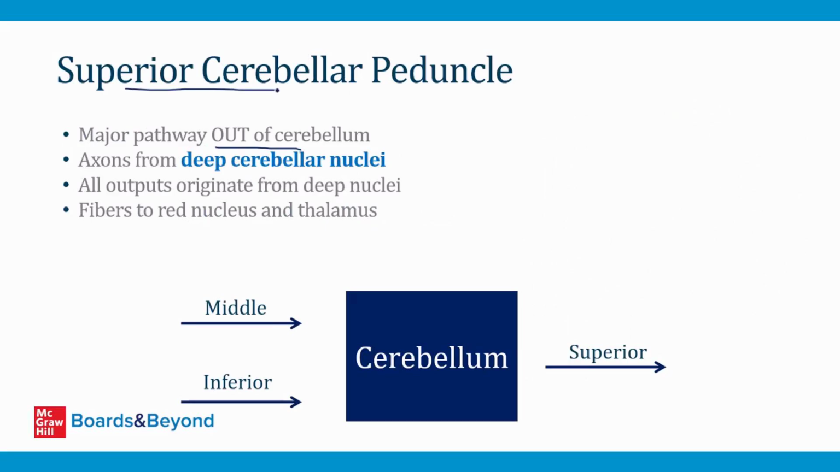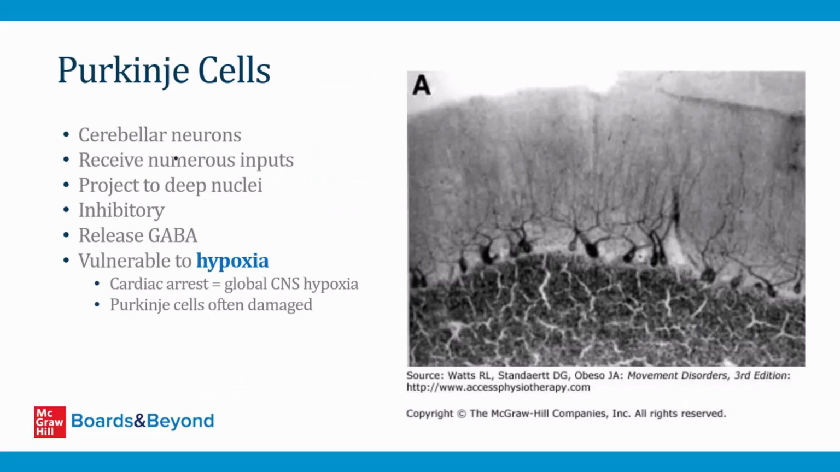And so as I said before, the major pathway out of the cerebellum is via the superior cerebellar peduncle. This peduncle is made up of axons coming from the deep cerebellar nuclei, which we'll talk about in a second. So what this means is that all the outputs of the cerebellum originate from the deep nuclei, and they exit the cerebellum via the superior cerebellar peduncle. And from there, those axons go to the red nucleus, which can be found in the midbrain, and also to the thalamus.